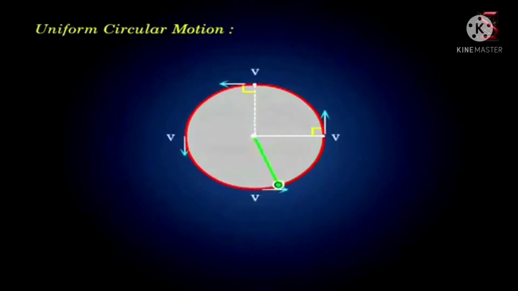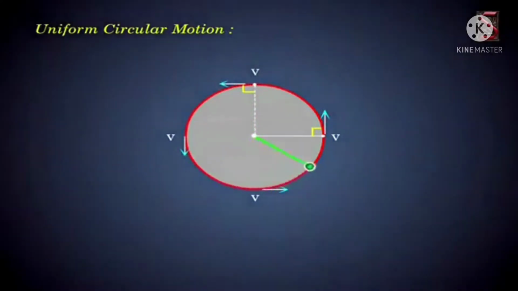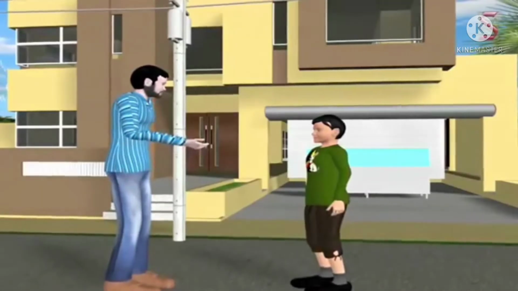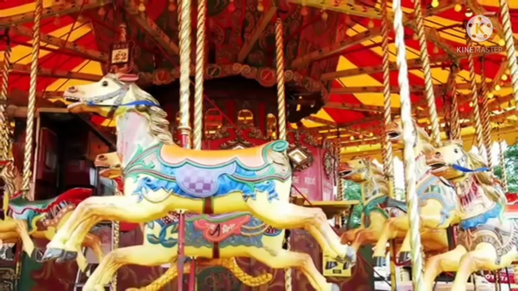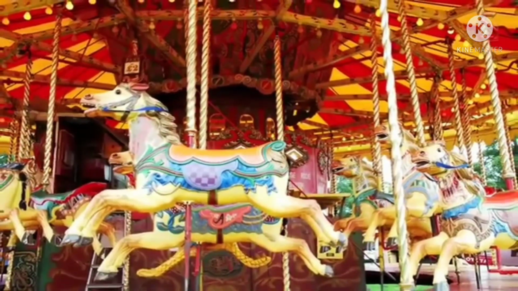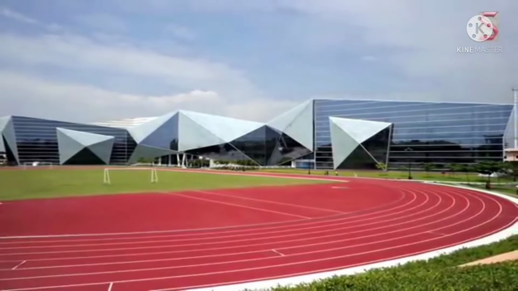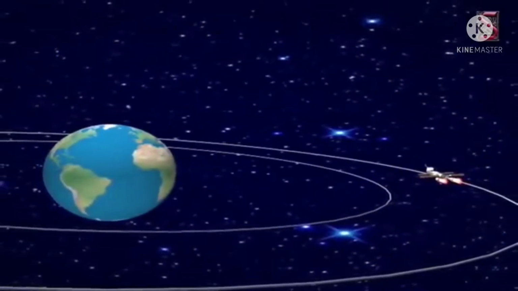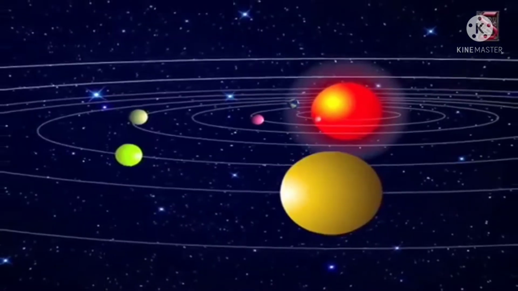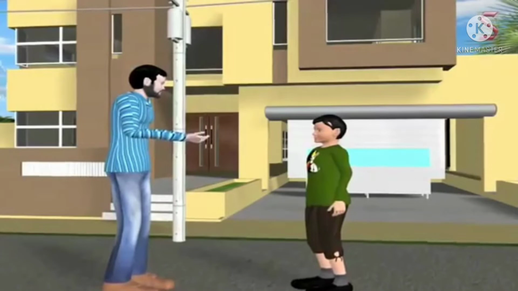Velocity is changing means here not the magnitude, but the direction is changing. That is why we are saying in a uniform circular motion, velocity changes, speed is constant. Examples: a merry-go-round, an athlete running on the ground, and planets revolving around the sun. Everywhere it is a uniform circular motion. You can observe circular motion in these examples.